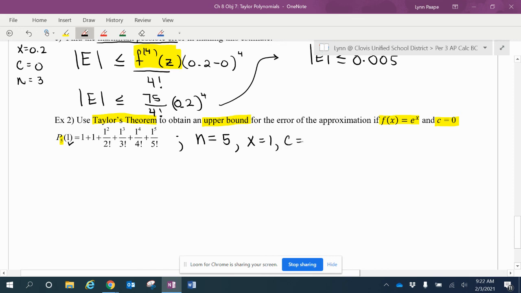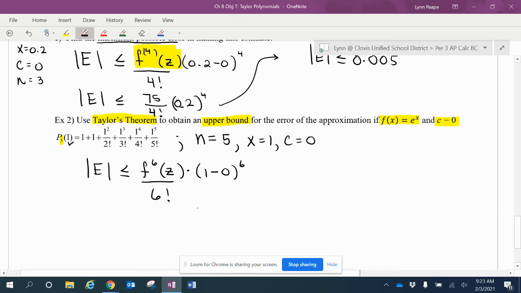We were told that we were centered at 0, right? So our error is going to be less than or equal to f and then n plus 1, right? So n plus 1. So that would be 5 plus 1, or 6. And then times x minus c to the n plus 1, so 6, divided by 6 factorial.